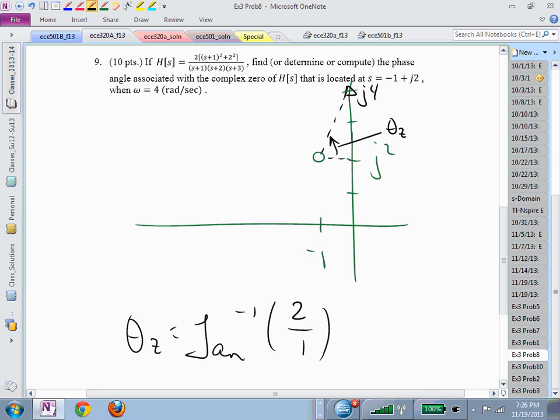Is it positive or negative? It's positive because it's a 0. It's upstairs. If it was a pole, you would find the angle, and then you would say, oh, that's a pole, so I need to negate that angle. Is that clear? You guys are going to just ace this exam.